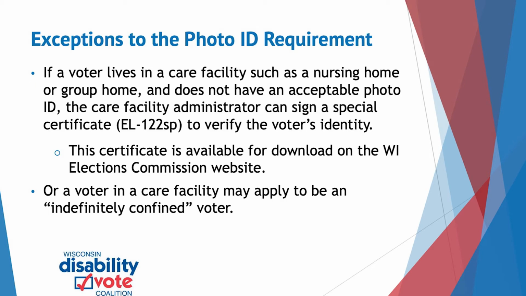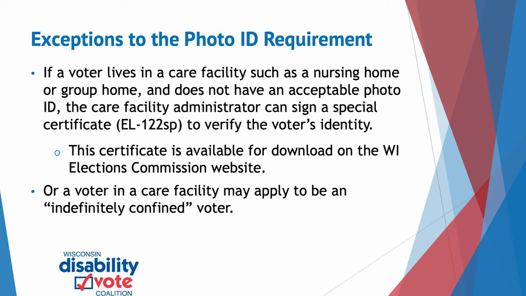There are a few exceptions to the photo ID requirement. If a voter lives in a care facility, such as a nursing home or group home, and does not have an acceptable photo ID, the care facility administrator can sign a special certificate to verify the voter's ID. This certificate is called the EL122SP, and it's available for download on the Wisconsin Elections Commission website.